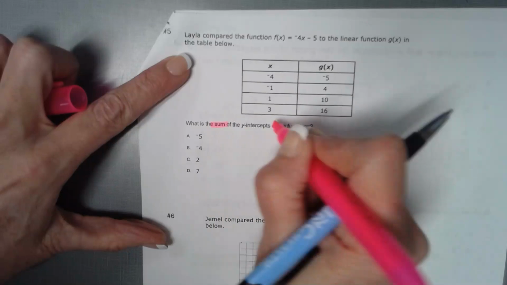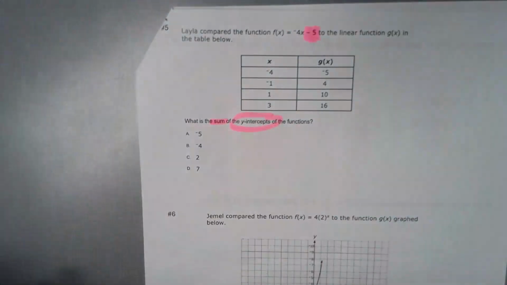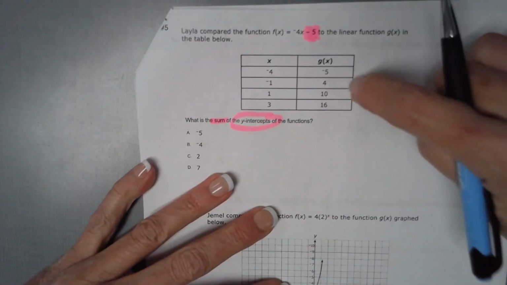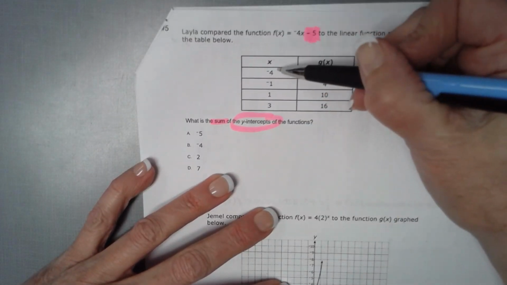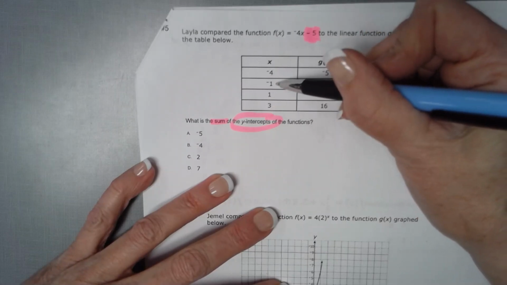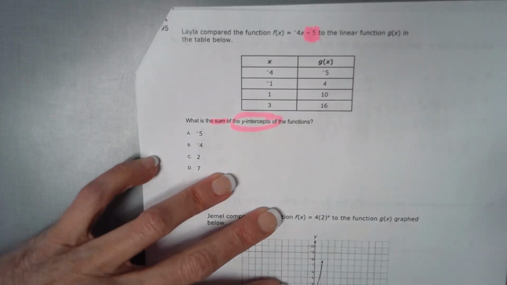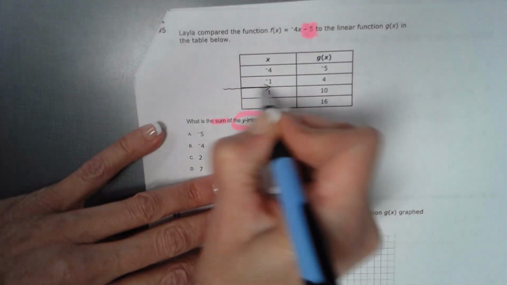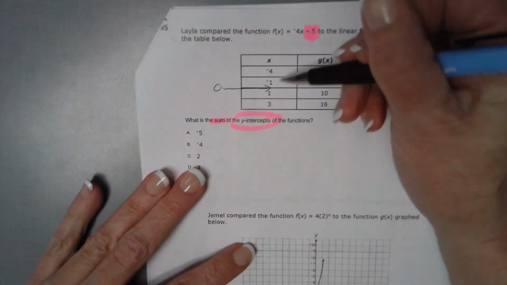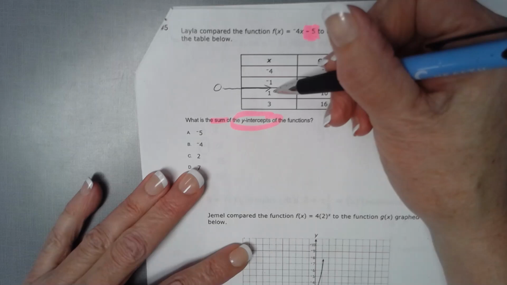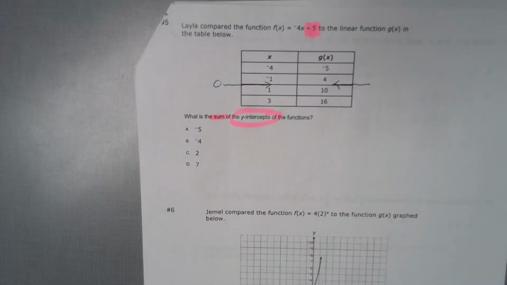Okay, 5. Sum of the y-intercepts. The y-intercept here is -5. Y-intercept here, it's not there. But let's take a look at the patterns here. First of all, we've got 3, 1, -1, -4. Where would 0 fall in those numbers? Between 1 and -1. It would fall right here, perfectly in between them. That's the missing number between -1 and 1. So perfectly between them, so now I need to be perfectly between 4 and 10.